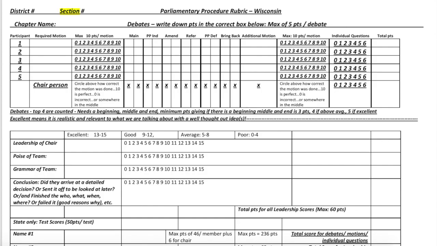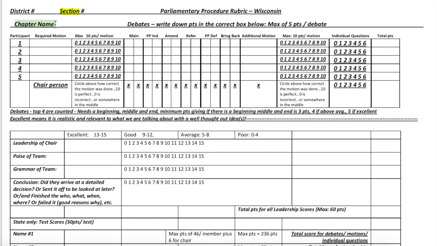Parliamentary procedure rubric for Wisconsin parliamentary procedure. So, starting with the upper left corner, this is where you're going to put your district number and your section number. These will be given to you before you start the contest from either the state officer or the advisor from that school.